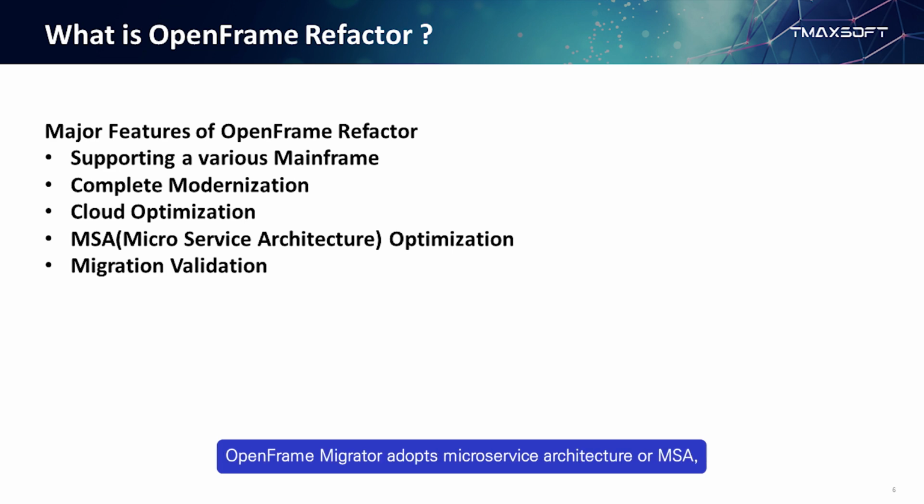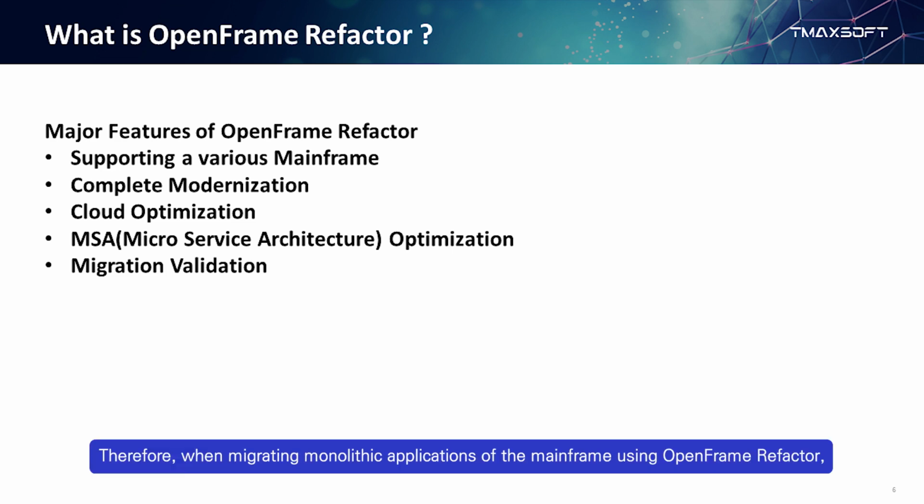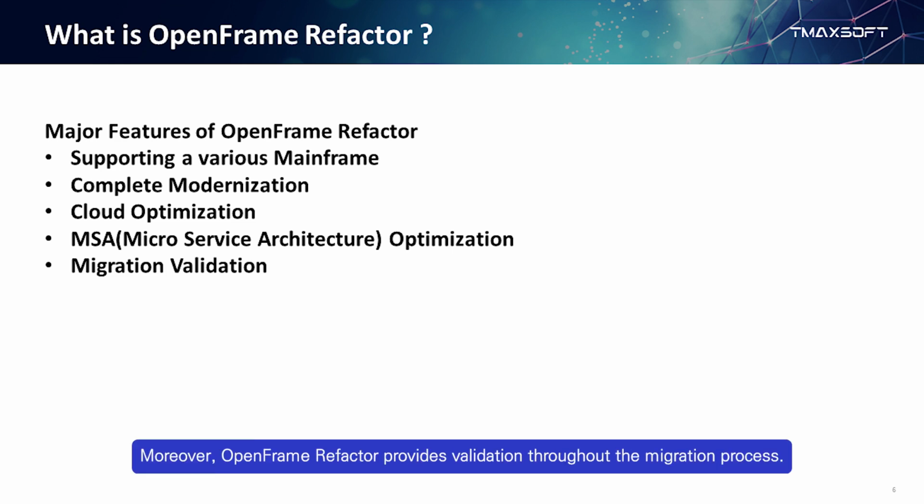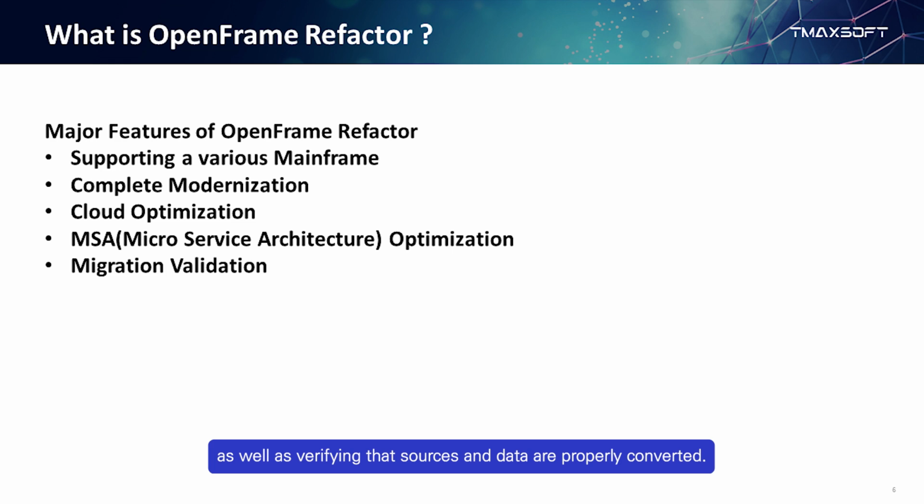OpenFrame Migrator adopts microservice architecture, or MSA, a concept that has gained considerable attention recently. Therefore, when migrating monolithic applications of the mainframe using OpenFrame Refactor, they can be configured to be optimized for MSA. Moreover, OpenFrame Refactor provides validation throughout the migration process. This includes identifying issues in each phase of migrating applications and data in advance, as well as verifying that sources and data are properly converted.